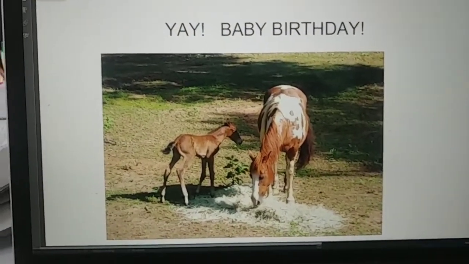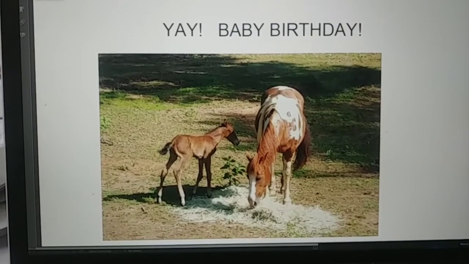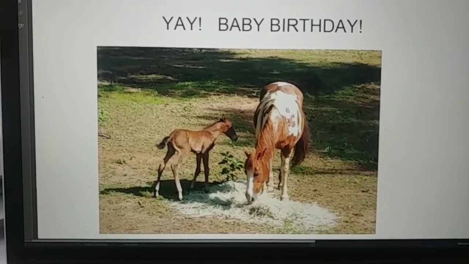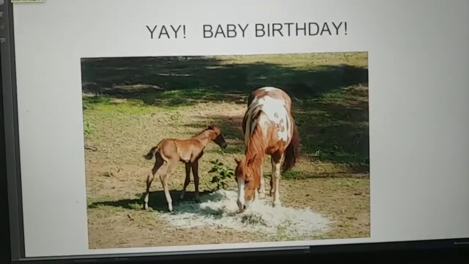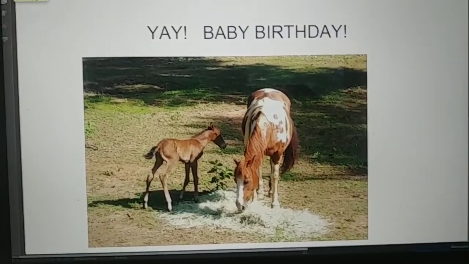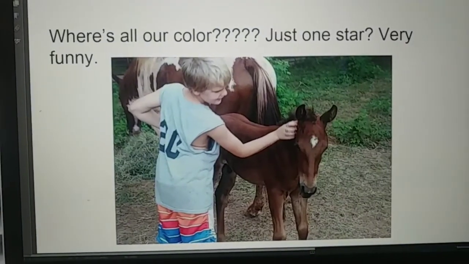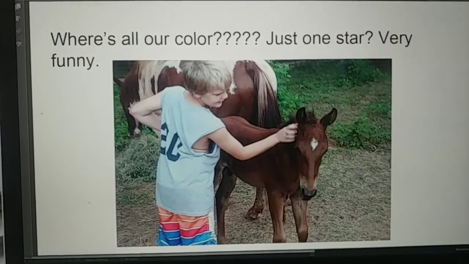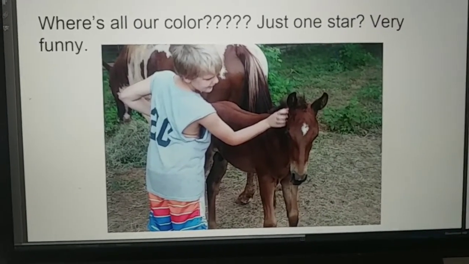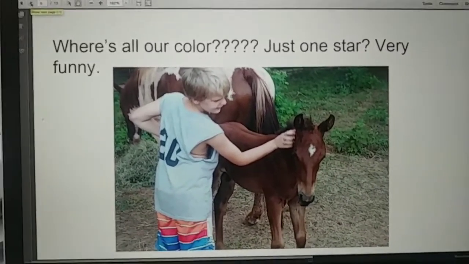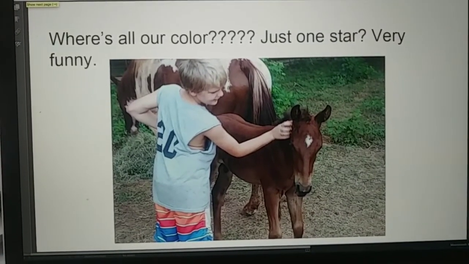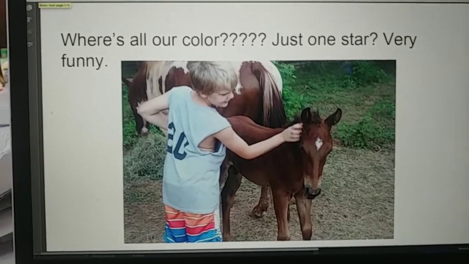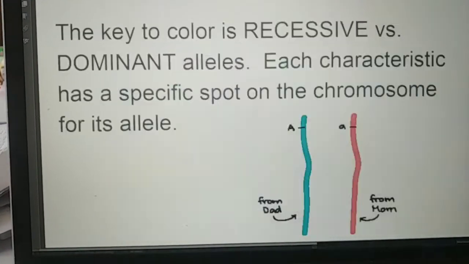Yay, baby's born. So we got just a little plain brown baby. He's actually bay, which means he's brown with a black mane and tail, and super, super cute, but definitely not paint. Look, he only has one little star right here, and that's just a little marking. It doesn't mean he's a paint. So we got a little bay baby with a little star. He actually looks just like his grandfather. He acts a little bit like his grandfather too.